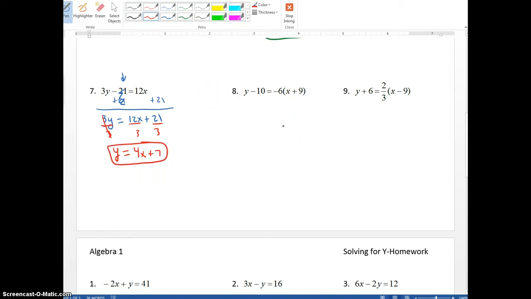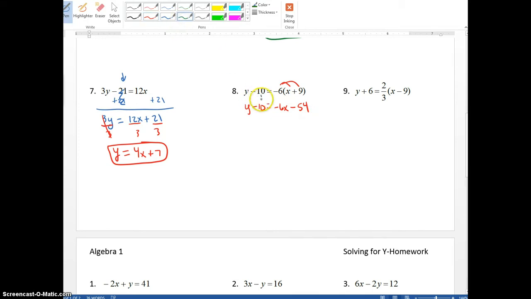8 and 9, this is a form called point slope. And again, it's very important looking into the second unit, unit 8b. So when I look at this, first step, I go ahead and distribute. So y minus 10 equals negative 6x. Then negative 6 times 9 is negative 54.